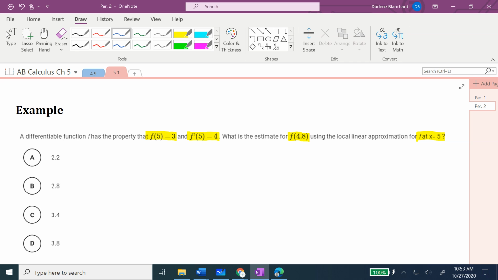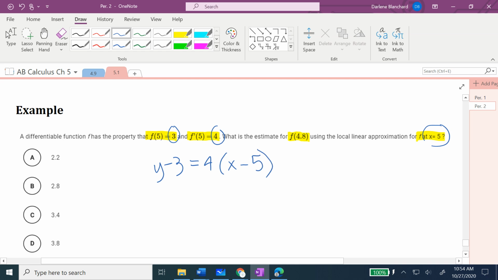So you want to get used to these phrases and understand that all it's saying is equation of tangent line. And when it comes to equation of tangent line, you can go straight for y minus the y coordinate equals slope times x minus the x coordinate. And then if we are estimating the function at 4.8, all I really have to do is plug 4.8 into this x and isolate the y. And boom, you've got it.